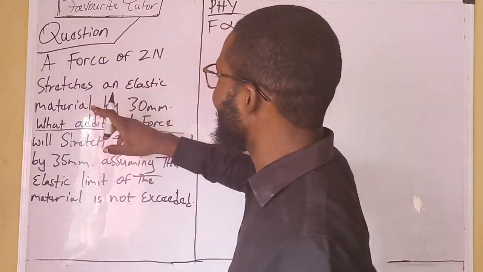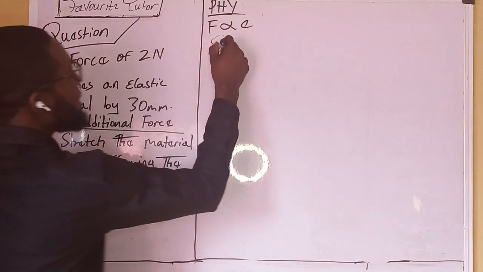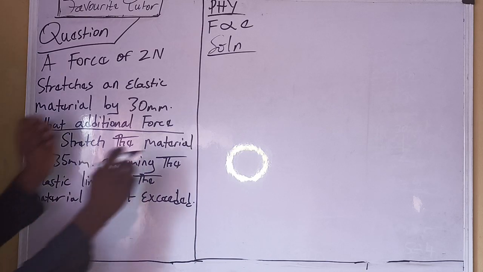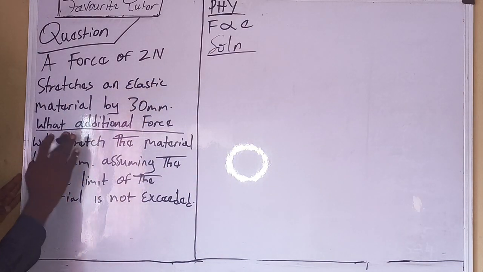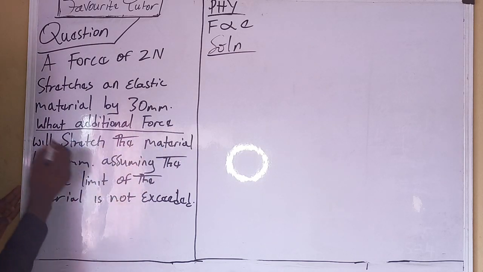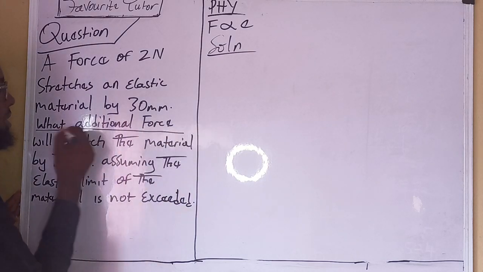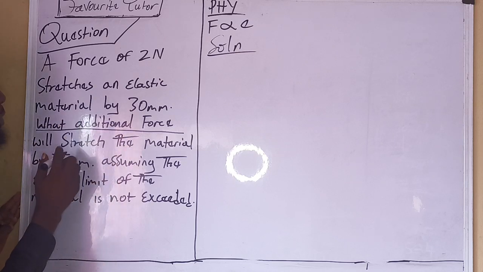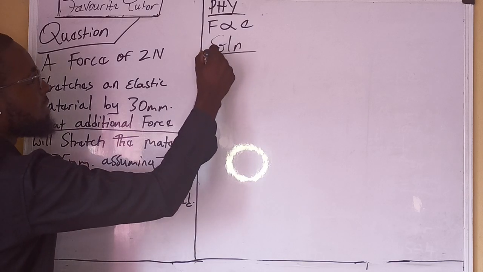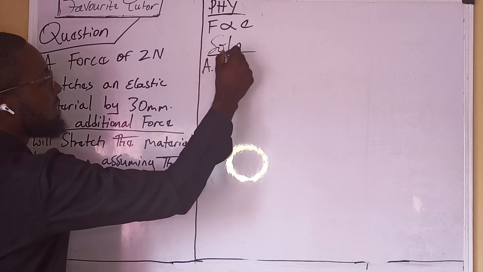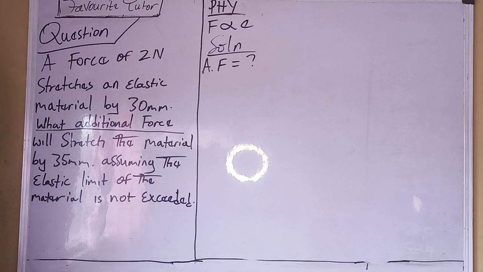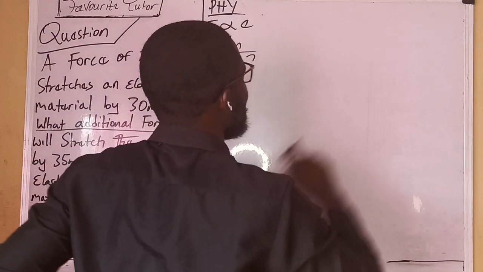Solution. So what are we looking for in this question? First of all, what additional force? You can see I underlined the words here. What additional force? So we are looking for the additional force. Let me call it AF. That's what we are looking for, additional force. Now let me explain everything that is here.